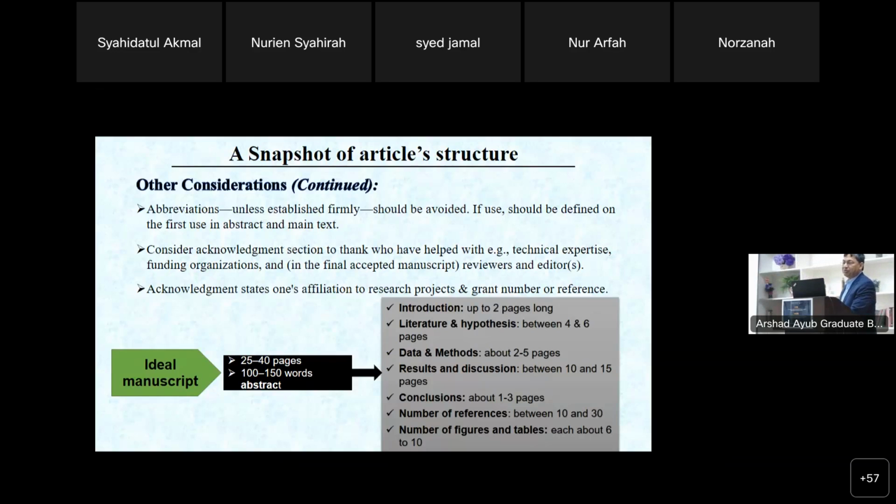It will be 25 to 40 pages long. It will have a 100 to 150 word abstract, an introduction of up to 2 pages, literature and hypothesis between 4 to 6 pages, data and methods about 2 to 5 pages, results and discussion between 10 and 15 pages, a conclusion of about 1 to 3 pages, and the number of references between 10 to 30. Sometimes the reference section is 5 pages long.